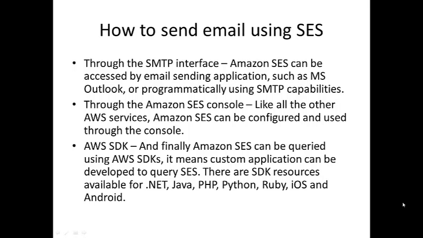There are a few ways we can use SES for sending outbound email messages. One of them is the SMTP interface, so we can configure an SMTP sending application like Microsoft Outlook to use SES as an SMTP server, or we can programmatically use SMTP capabilities. Another way is to use SES through the console. Like all the other AWS services, Amazon SES can be configured and used through the console.